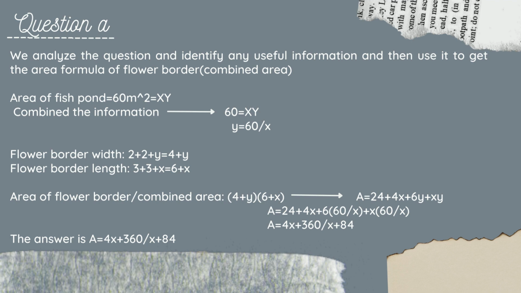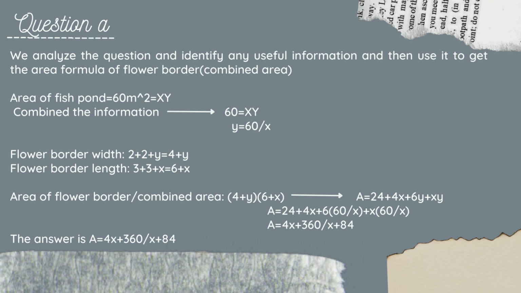In order to prove that we get the exact same equation, we must first find the flower border width and the length. From the figure 1.0, you can see that the width is 2 and the other side is 2. In order to get the full width of the flower border, you must add all of it, which is 2 plus 2 plus y equals 4 plus y.